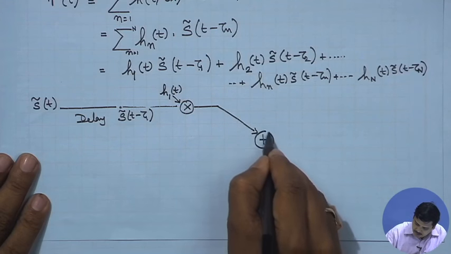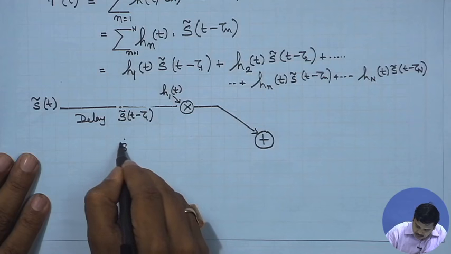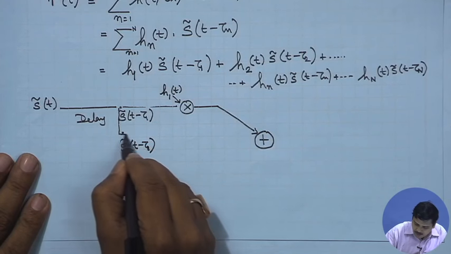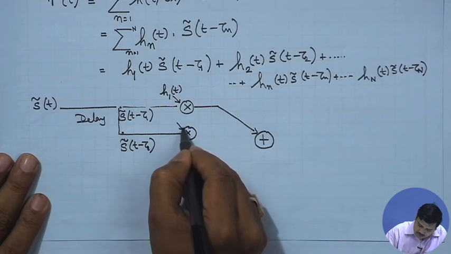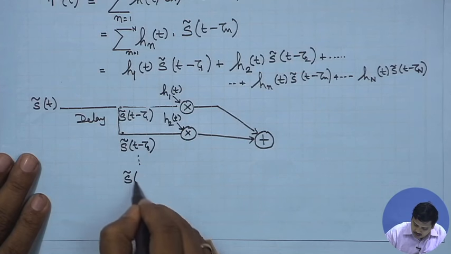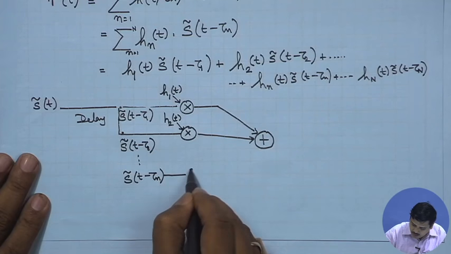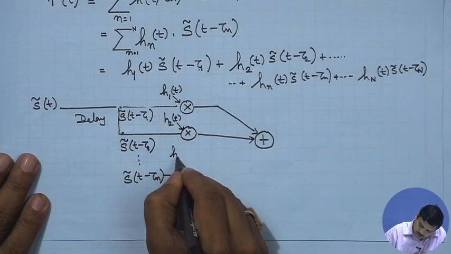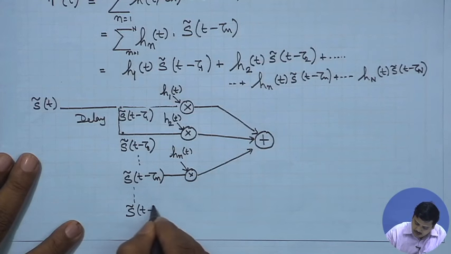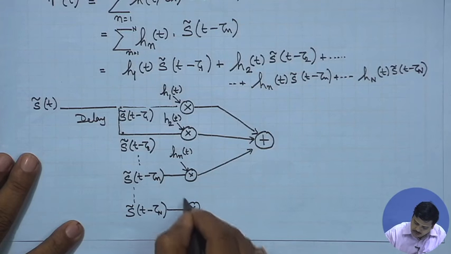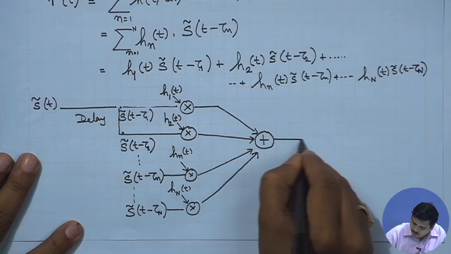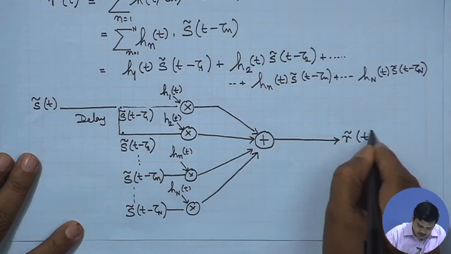It gets added to s tilde t minus tau 2. That means this is delayed further along another path. There is multiplication by a gain h 2 of t, which gets added to that, and so on, s tilde t minus tau n gets multiplied by the gain h n of t, and so on up to s tilde t minus tau capital N, which gets multiplied by h capital N of t, gets added, and what we get at the output is r tilde of t.